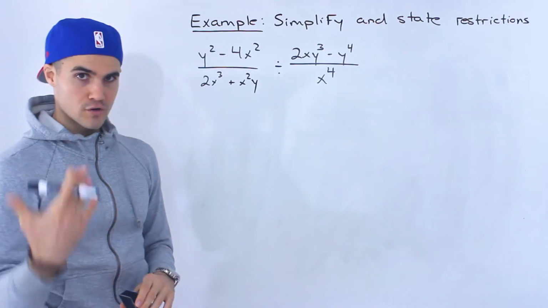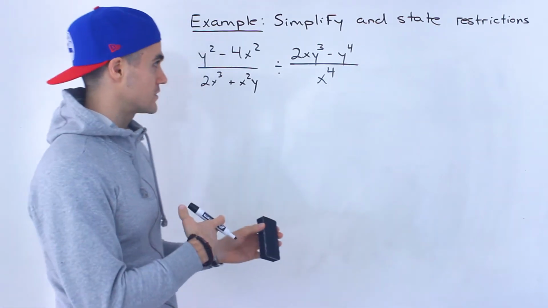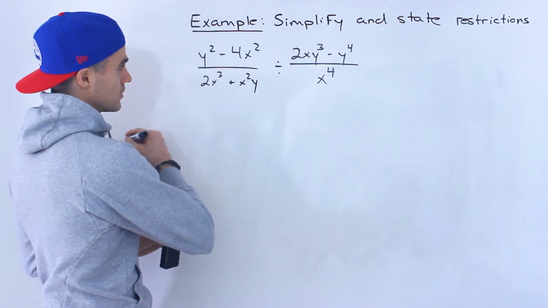We have to take this whole expression, simplify it, and state the restrictions. So like usual, the first step, I always look if I can factor anything. Notice that we can factor a bunch of stuff here.